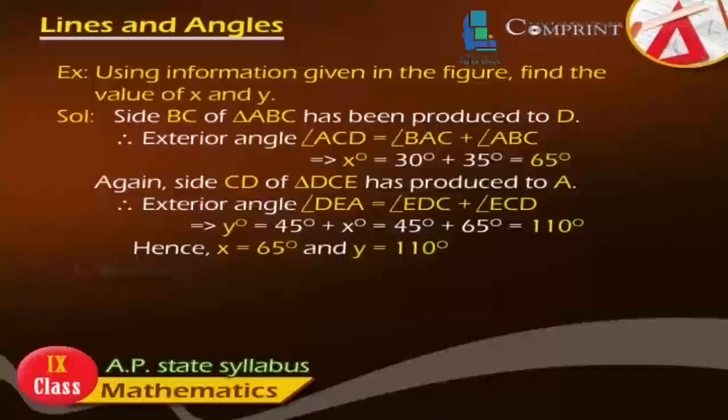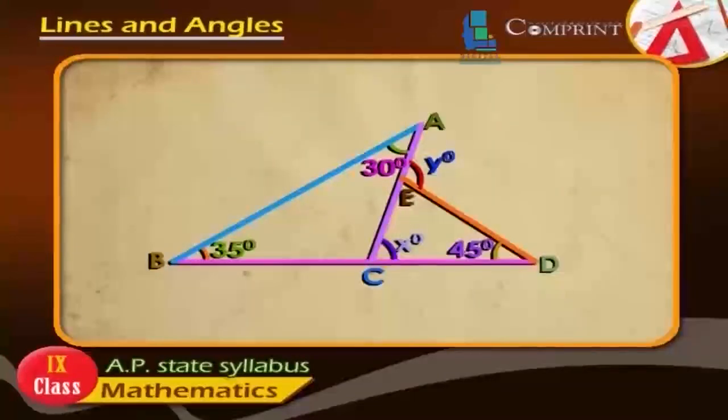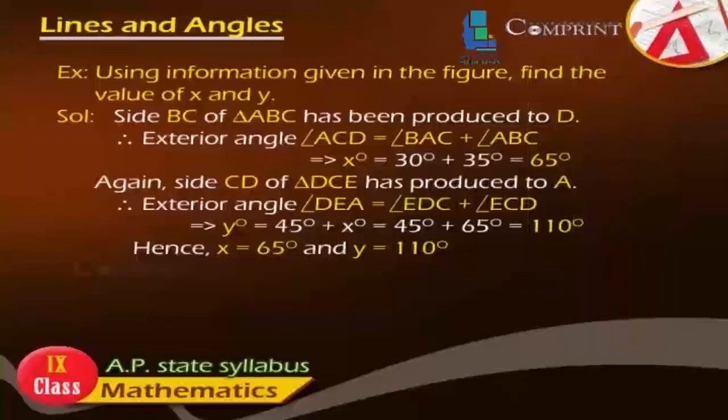Example. Using the information given in the figure, find the value of x and y. Solution. Side BC of the triangle ABC has been produced to D. Therefore, exterior angle ACD is equal to angle BAC plus angle ABC. Implies x degrees is equal to 30 degrees plus 35 degrees is equal to 65 degrees.